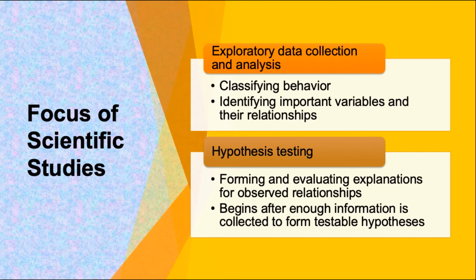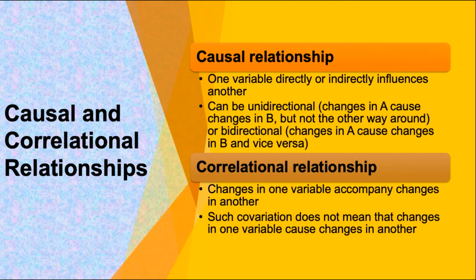And how you can develop a hypothesis, as we say, depends on theories and previous empirical studies. Then we have a causal relationship. In a causal relationship, one variable directly or indirectly influences another. In other words, changes in the value of one variable directly or indirectly cause changes in the value of the second.